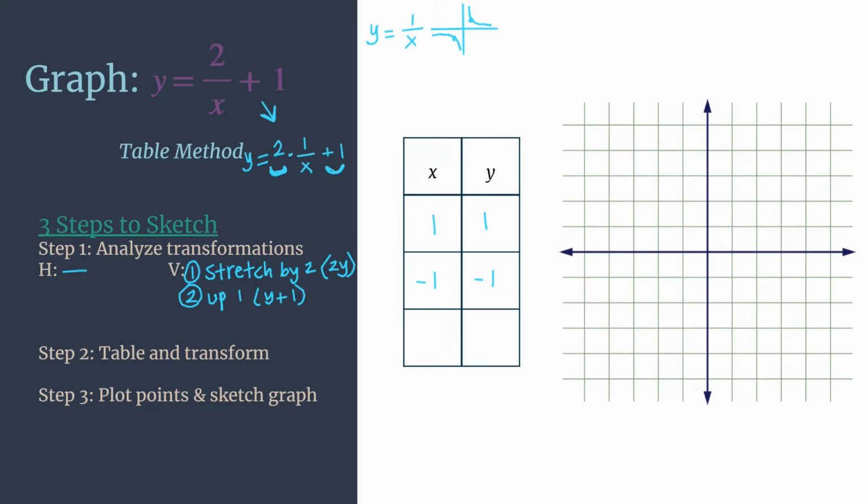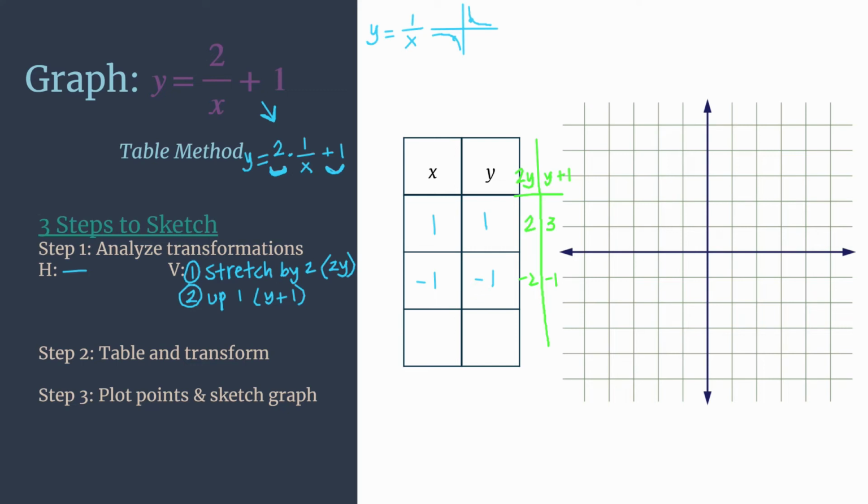All right, so now let's go ahead and apply our transformations. Okay, we know our x's are the same as the parent function, and our y's are what are transformed. So first, we'll multiply our y's by 2. So 2 and -2. And then we just need to add 1, which shifts our graph up 1. Okay, so now we are ready to move to step 3, plot these points and sketch the graph.